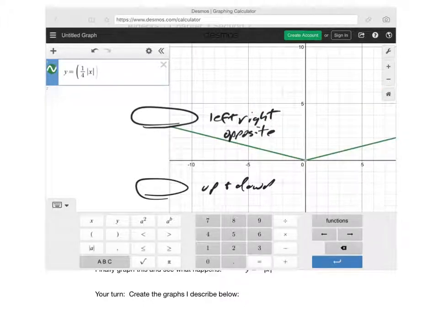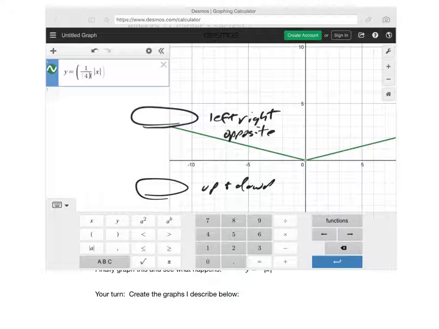All right. So I did mine in parentheses. You probably don't have to, but here's 1/4 absolute value of x. And what we call that is a shrink. Okay, what do I call that again? If the number before the absolute value sign is less than 1, we get a shrink. Can you think of another shrink? How about 1/3? 1/2. What do you think?